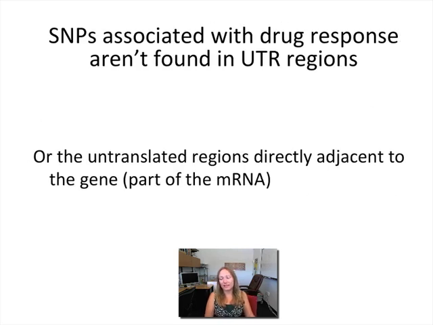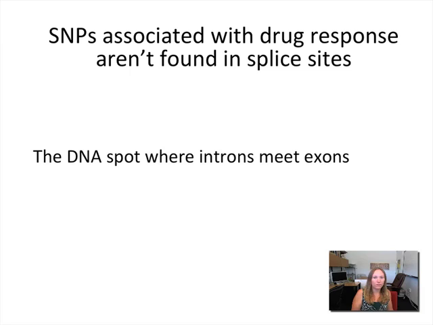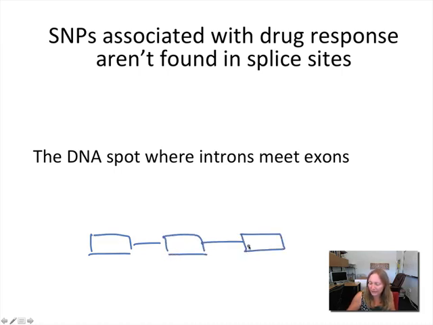And they found that the SNPs associated with drug response weren't found in the untranslated regions that were right next to the gene, part of the mRNA. That's not where they were. The SNPs associated with drug response aren't found in the splice sites, which is the DNA spot where introns meet exons, which is sometimes very important for the cell to decide which kind of transcript to make.